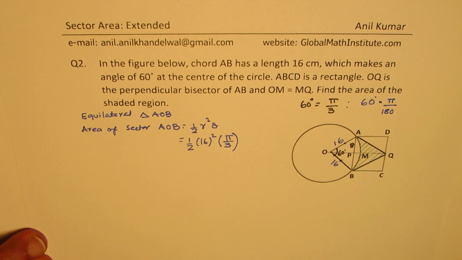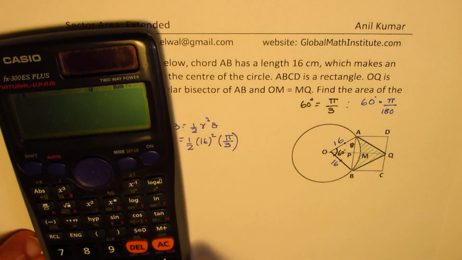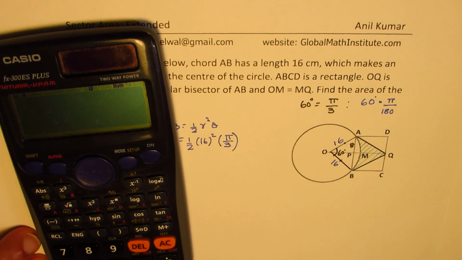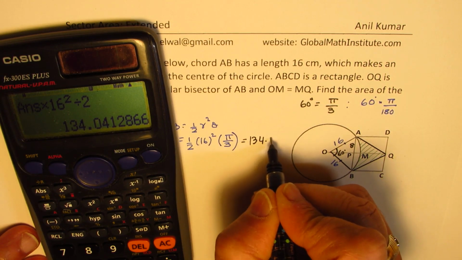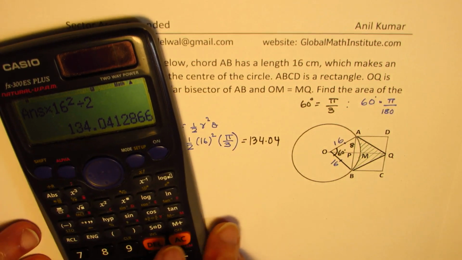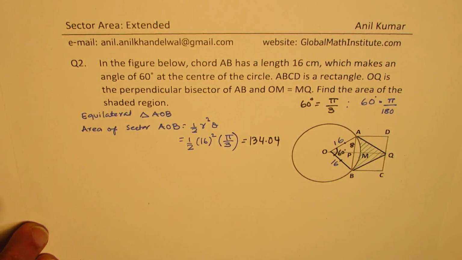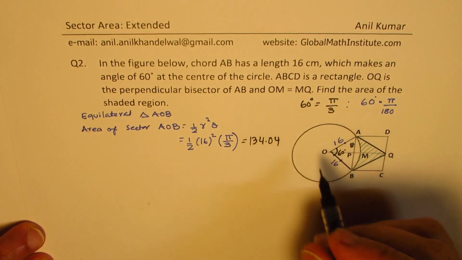Now let's calculate the value. So we have pi by 3 radians, right? Everything in radians. We're multiplying that by 16 squared and then dividing it by 2. So this gives you a value which is in decimals, 134.04. Okay. So we have this here.